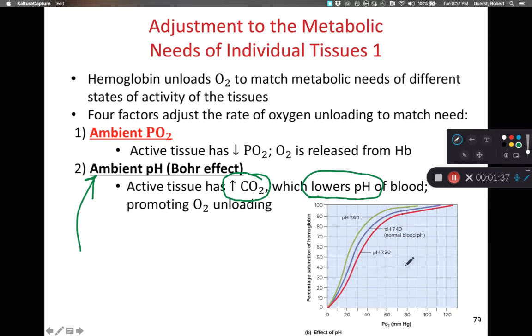So if we have a blood pH of 7.2, which is more acidic than 7.6, the curve here becomes a shallower curve, and we're more likely to unload oxygen from our hemoglobin compared to up here where we have the steeper curve at the more alkaline pH.